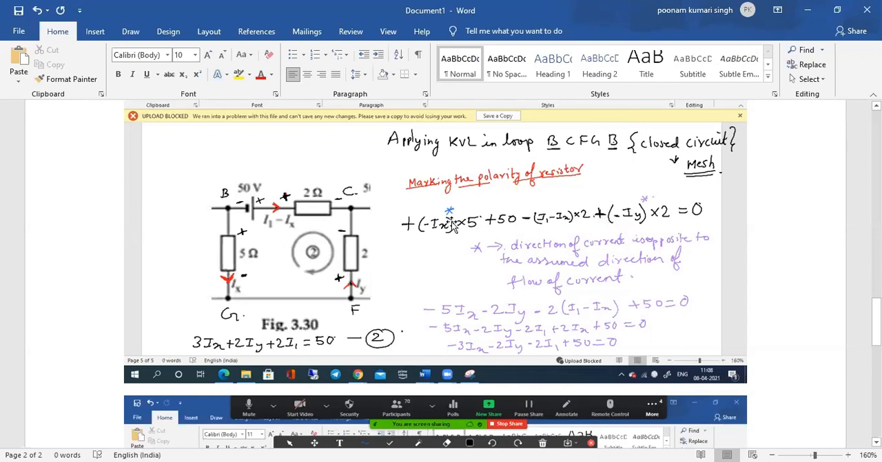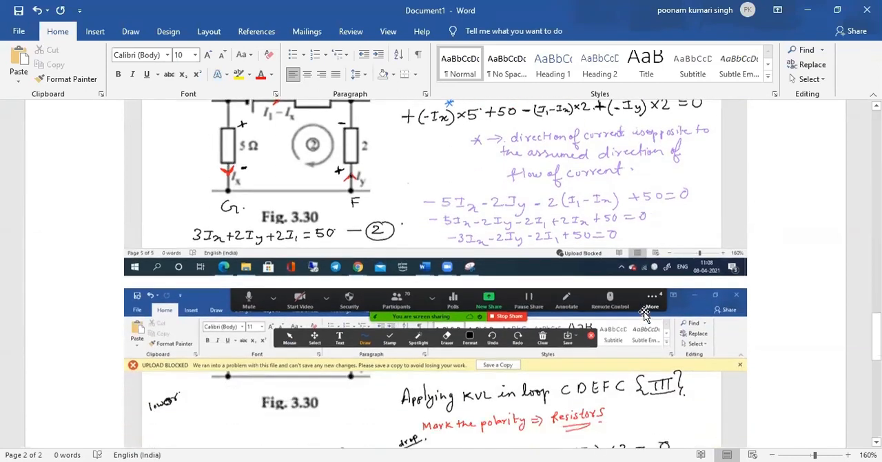So I have a plus sign, but I found out that the direction of current given in the circuit is opposite to what we have considered. The direction here is anti-clockwise, and we have assumed a clockwise direction. That's why there is a minus Iy sign. Here we have mentioned that the direction of current is opposite to the assumed direction of flow of current. Okay. So when we write this and solve, we get an equation like this: 3Ix plus 2Iy plus 2I1 is equal to 50.